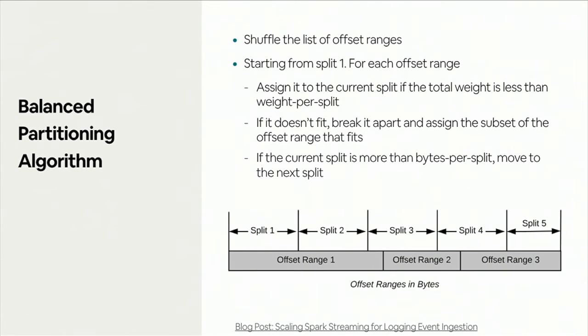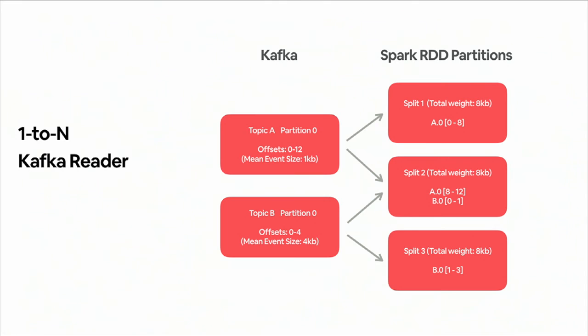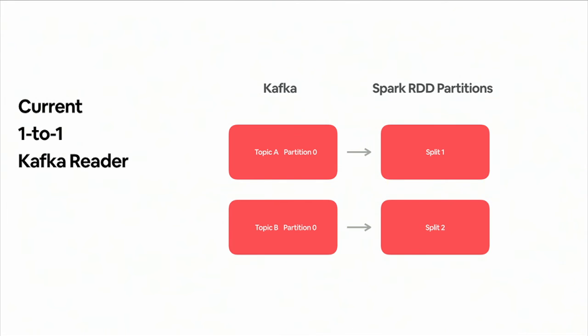Where is the problem with imbalanced topics coming from? Great question. So essentially, if you look at the current model of reading from Kafka, when you have, let's say, two Spark tasks that are reading from two Kafka topics, one task will read from one Kafka partition, and the other one will read from the second Kafka partition. What if the rate of the events in the Kafka topics are different?